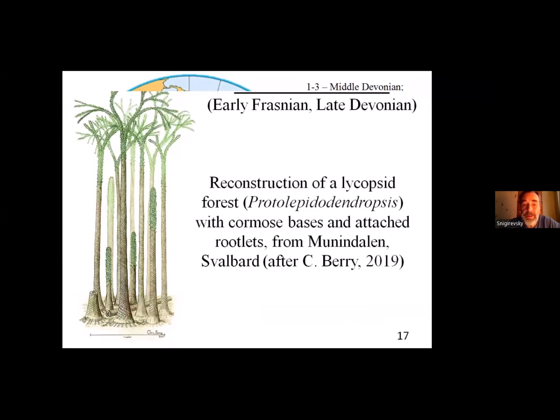So, the lycopsid fossil forests of early Frasnian age from Spitsbergen were dominated by arborescent lycopsids, Protolepidodendropsis. And Chris Berry with colleagues reconstructed this small part of this fossil forest.